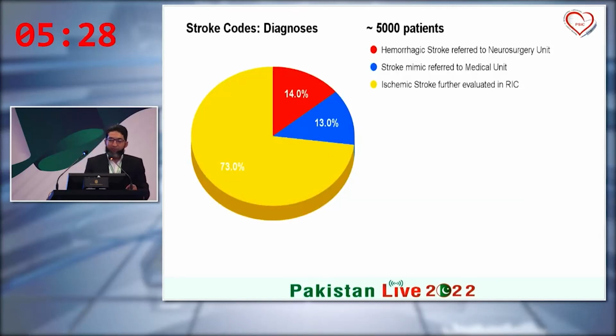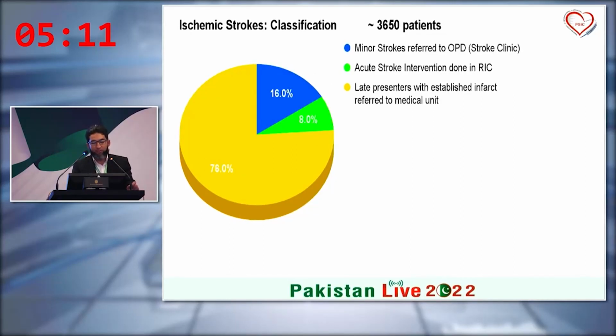Out of these 5,000 patients, 14% have hemorrhagic stroke and are referred to the neurosurgery unit. 13% have stroke mimic and are referred to the medical unit for further care. And 73% have ischemic strokes. They are further evaluated, which includes CT angiogram.